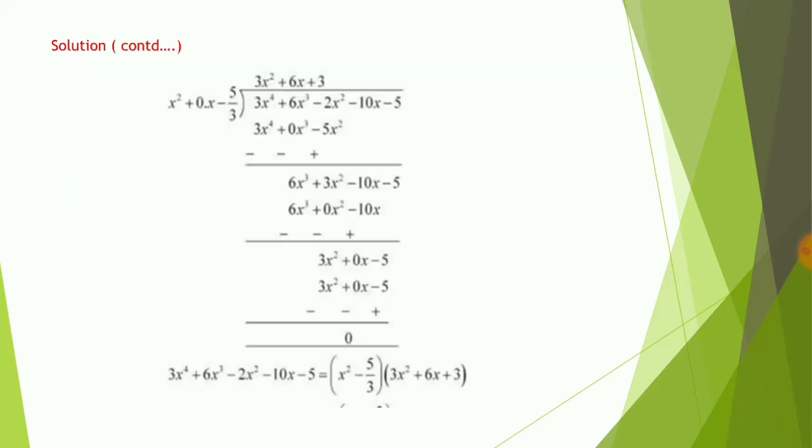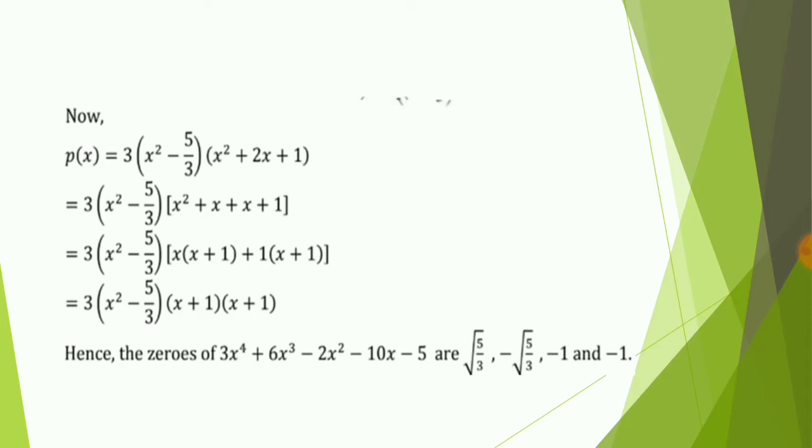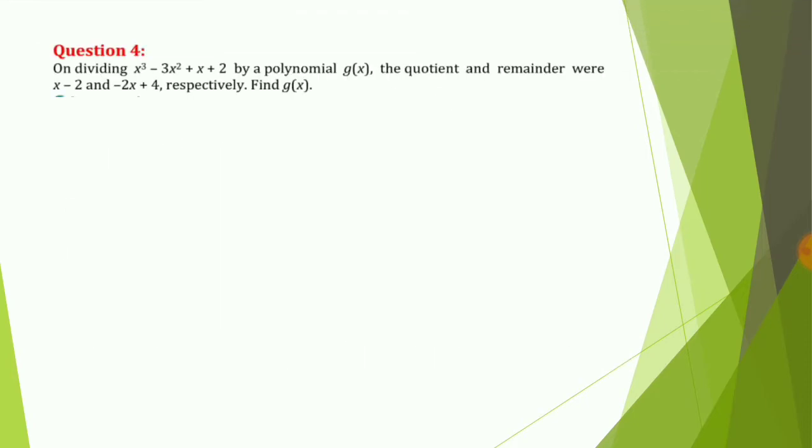We divide the whole polynomial by the polynomial x² - 5/3 and we get the quotient as 3x² + 6x + 3 and the remainder is coming out to be 0. So this fourth degree polynomial can be rewritten as (x² - 5/3) multiplied by (3x² + 6x + 3). Now I can factorize this polynomial and I will get all the four zeros of this polynomial as what? √5/3, -√5/3, -1 and -1.